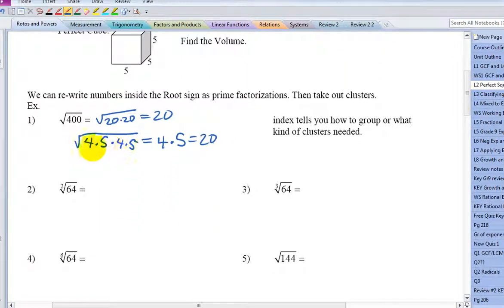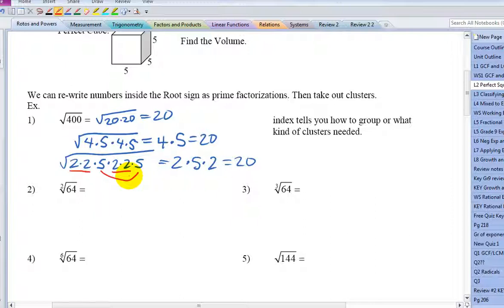Okay, what we can also do is break the 4s down. So the 4s can break down into 2 times 2 times 5 times 2 times 2 times 5. If we want to take them out, we would have 2 times 5 times 2, which equals 20. Now what we're going to do to help us, when we have to simplify these, we're going to look for pairs. Looking for pairs.